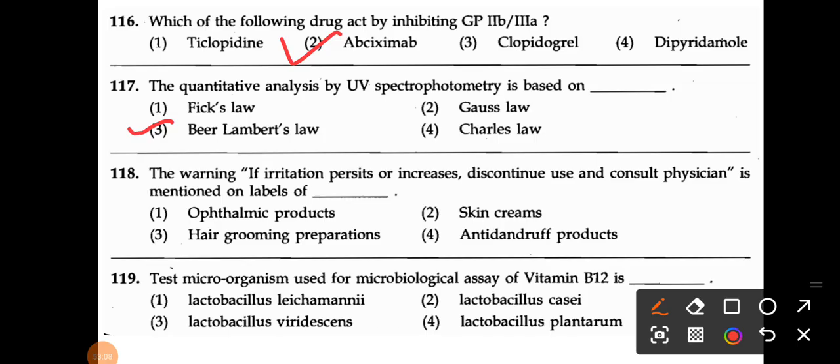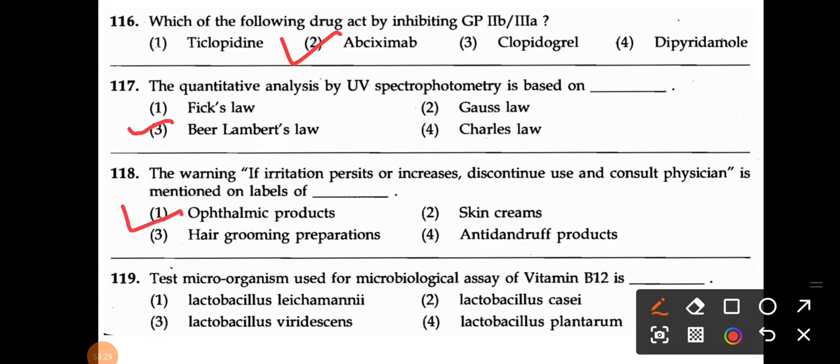The warning, if irritation persists or increases, discontinue use and consult physician, is mentioned on labels of, first one is ophthalmic products, skin creams, hair grooming preparations and anti-dandruff products. So what is the correct answer here? That is ophthalmic products.